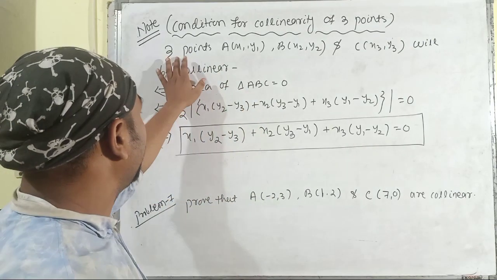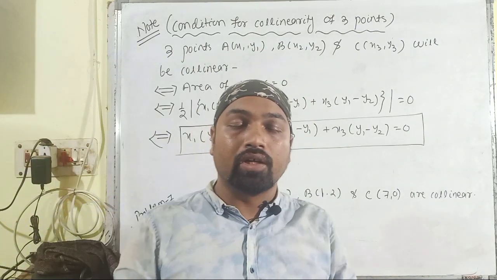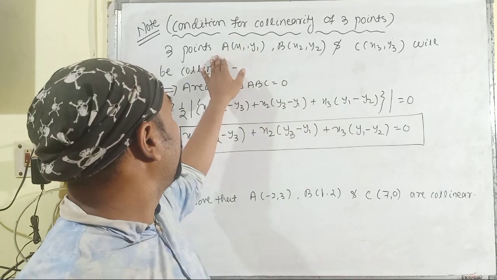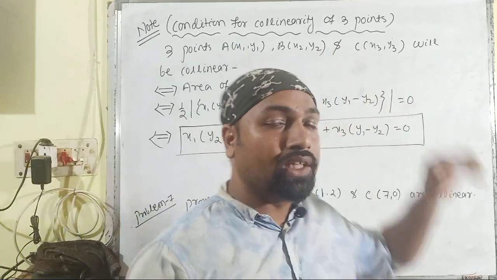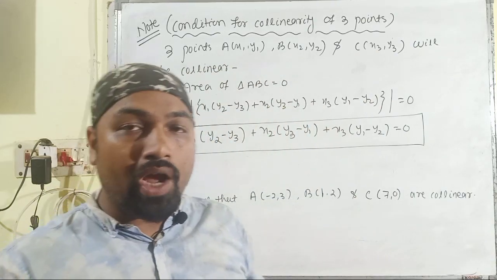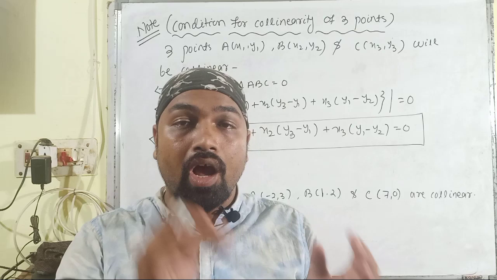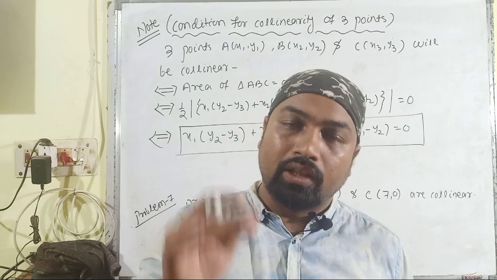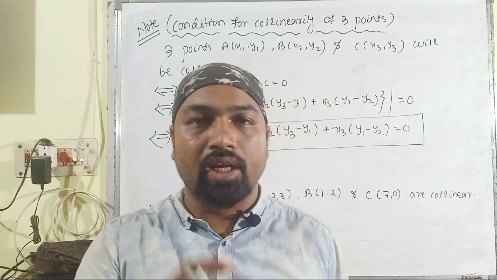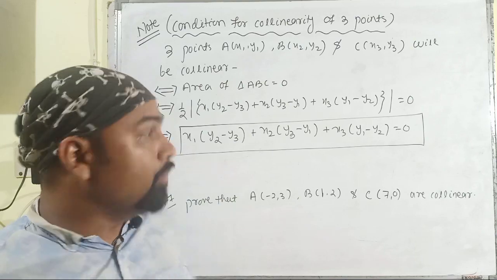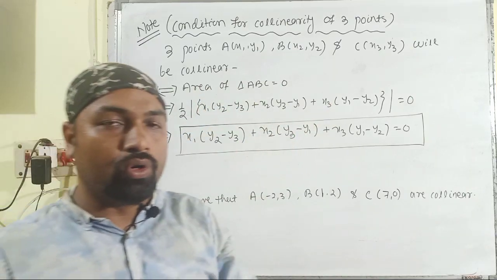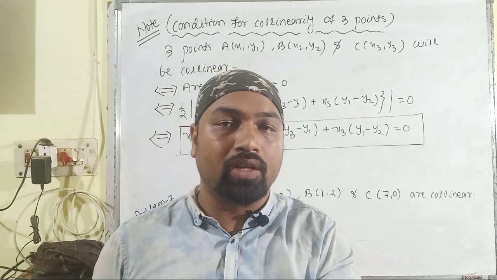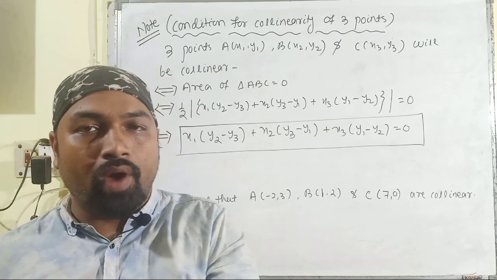So to prove that 3 points A (x1, y1), B (x2, y2) and C (x3, y3) are collinear, we have to consider the area of the triangle ABC equal to 0. If the area of the triangle ABC is equal to 0, then we can say that the 3 points A, B, C are collinear. If the area is 0, that means half of the modulus of x1 into (y2 minus y3) plus x2 into (y3 minus y1) plus x3 into (y1 minus y2) is equal to 0.